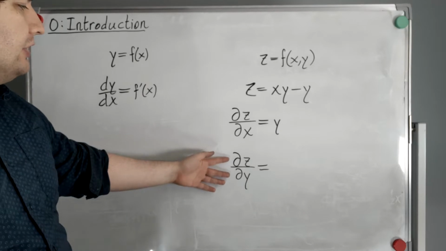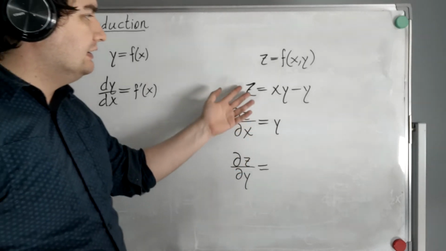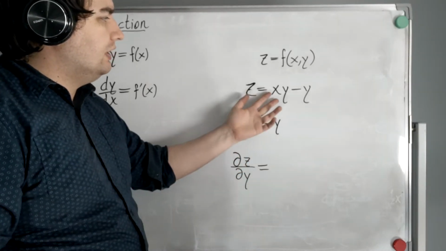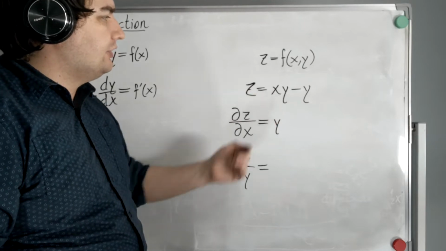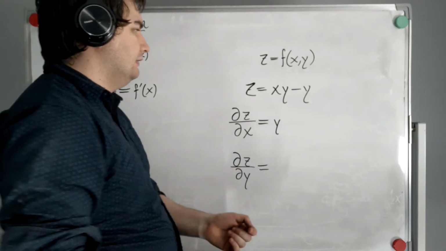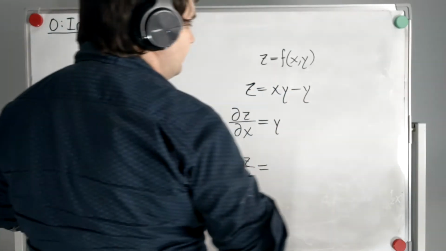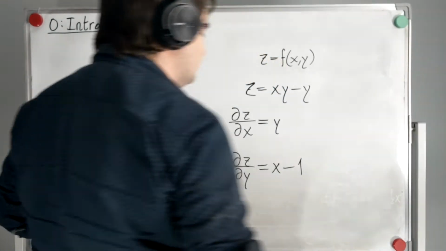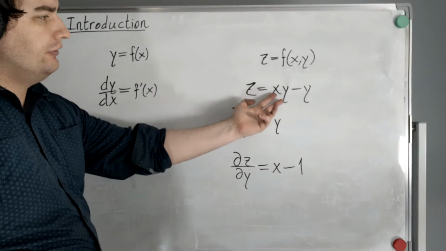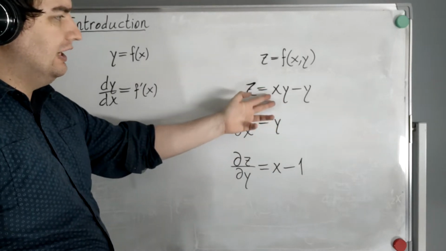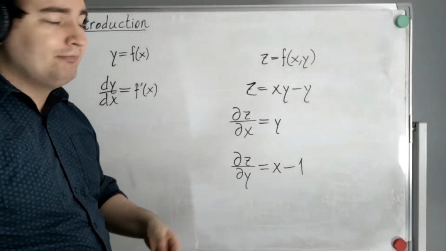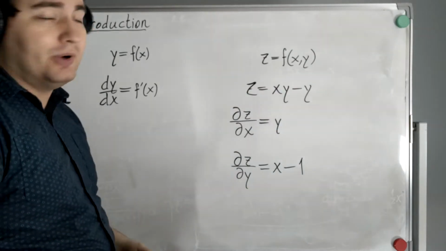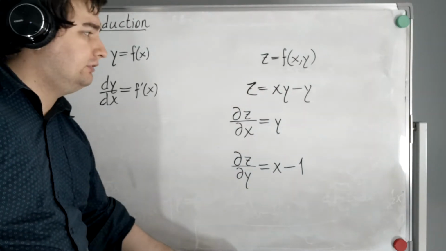Then you could talk about the partial derivative of Z with respect to Y, and in the same vein, we want to consider X as though it were constant. Okay? You take this derivative with respect to Y, what we'll get here is X minus 1. Because the derivative of xy with respect to y would be just x. Derivative of y with respect to y is 1. Okay?